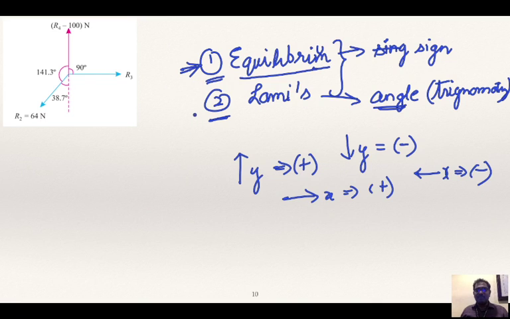All the problems that we have discussed either in the class or in this set of videos, you'll find that both these methods give us the same answer. You can solve the problem in any fashion you want. The only thing is, when you're going for the equilibrium condition, the sign convention is very important. I mentioned that. And if you are going to use Lami's theorem, ensure that you're using the angles correctly, especially your trigonometry and your basic geometry. Both these things are very, very important.